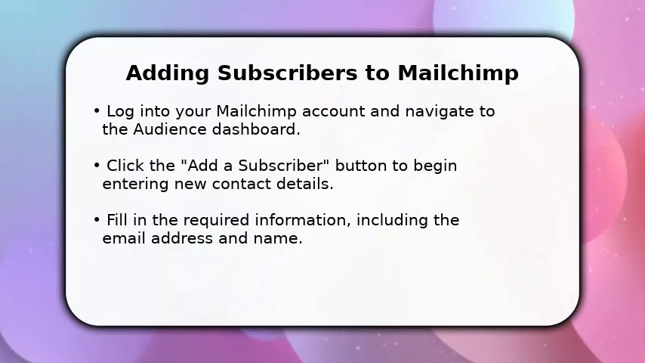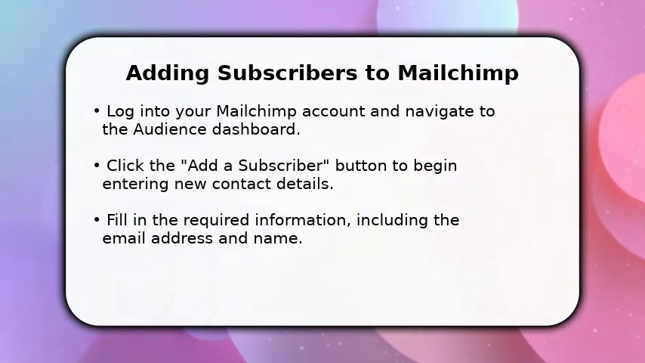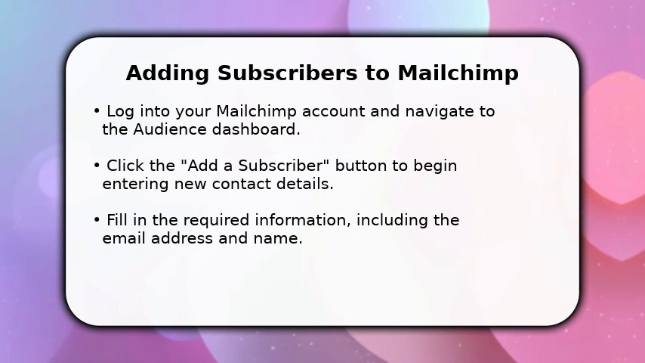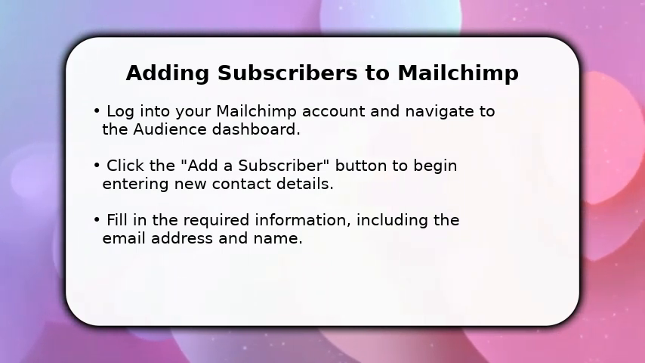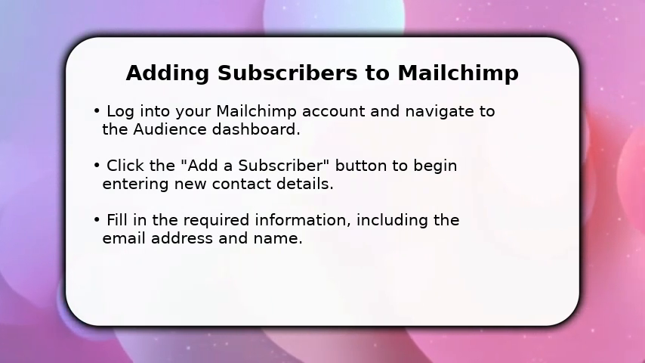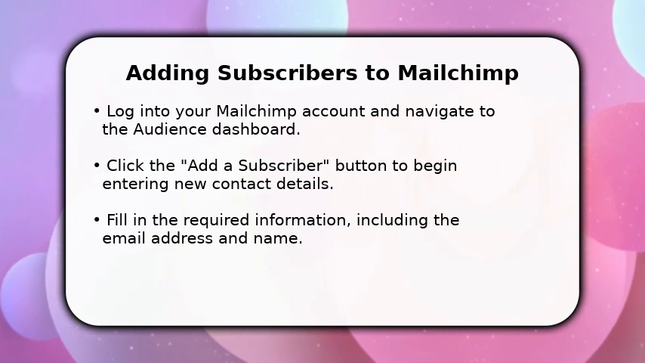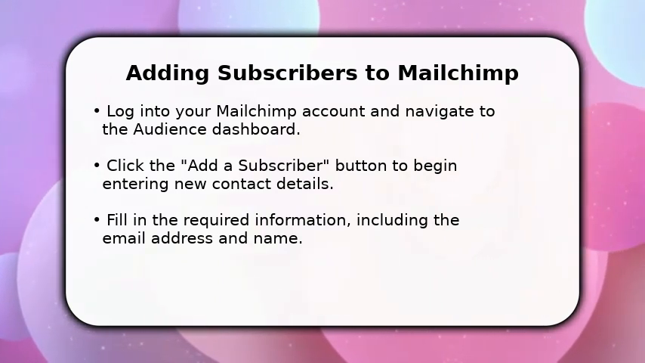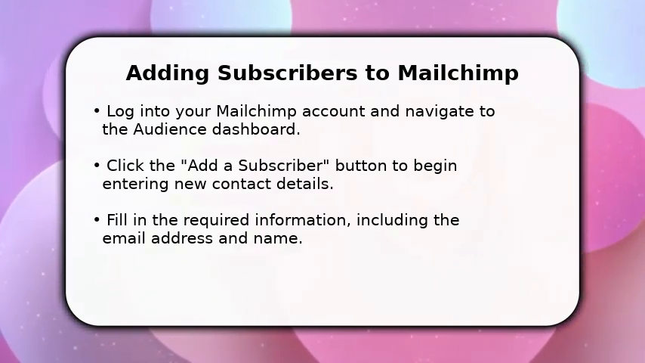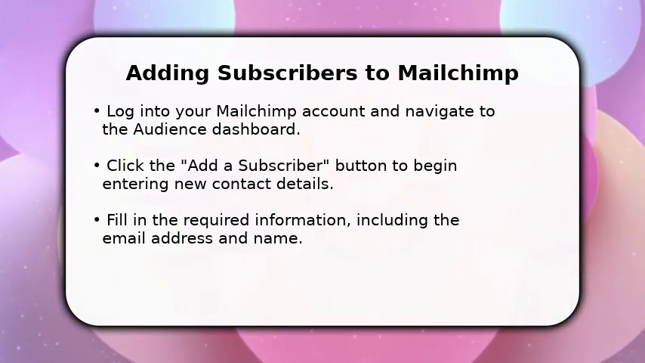In this video, I will explain how to add subscribers to Mailchimp. First, log into your Mailchimp account and head to your audience dashboard. You'll find an Add a Subscriber button there. Click it to start. Next, carefully fill in the contact's details, like their email address and name. It's crucial to confirm you have their permission to send emails before you click Add Contact to finalize. This ensures you maintain a healthy and compliant email list.